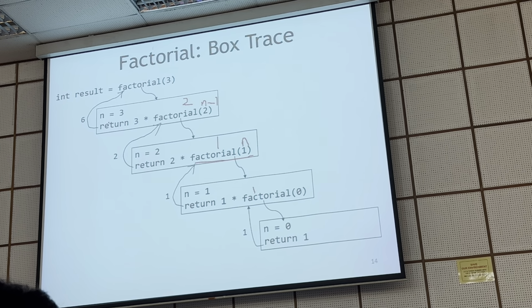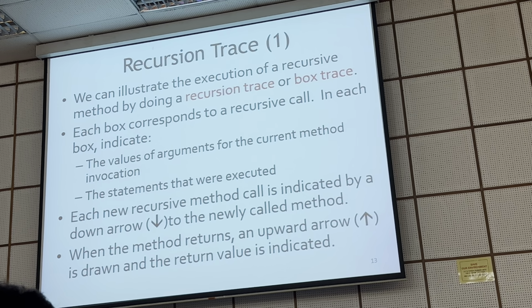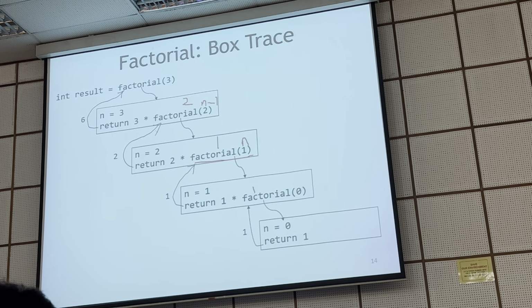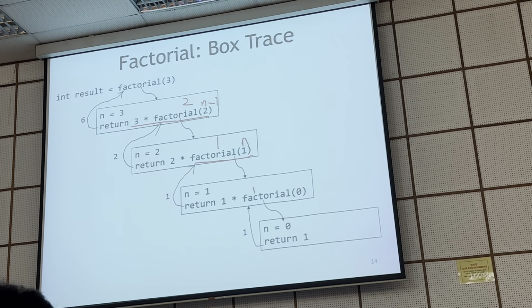Alright, so we draw a box for each recursive method. Inside it, what do we write? We write the value of the argument and also the statement to be executed. This is your recursive statement. Alright, so this is our recursive statement. Do you understand?